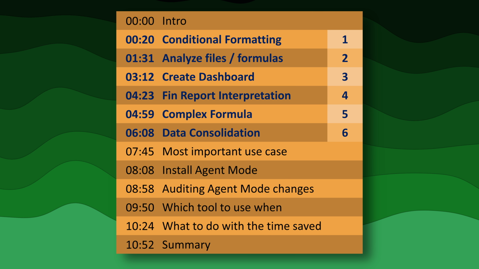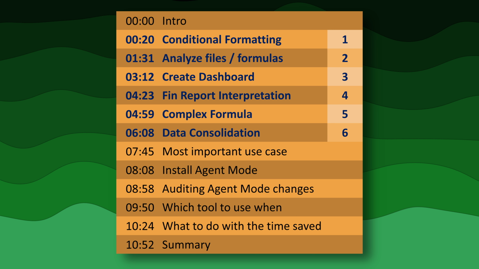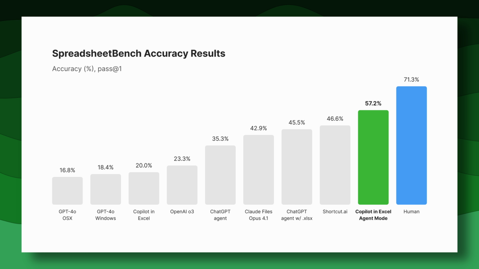To summarize, we saw 6 scenarios, and in all those scenarios, agent mode did brilliantly well. Check out this benchmark. Agent mode is approaching human abilities, whereas all other AI tools, including Copilot, are way below. The link in the description.